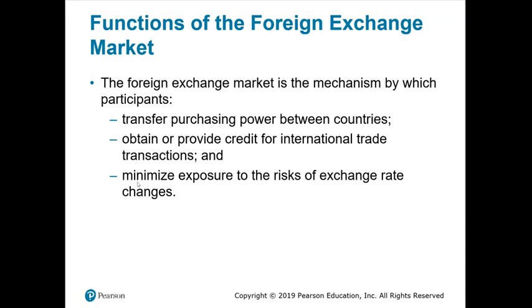Finally, the foreign exchange market minimizes the exposure to exchange rate risk. Okay. So any time you do a transaction, there is a risk that the exchange rate will change between the time when you sign a contract and the time when the contract is actually executed. Okay. And that is known as foreign exchange risk. The risk is that it may change in a direction which is not in your favor. Okay. And the foreign exchange market helps us minimize the exposure to exchange rate risk.